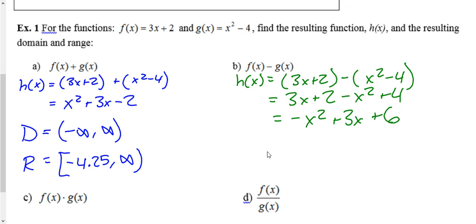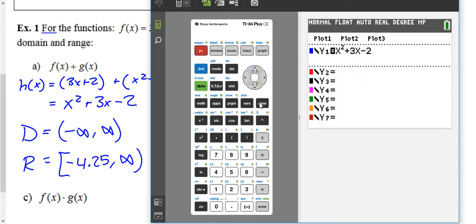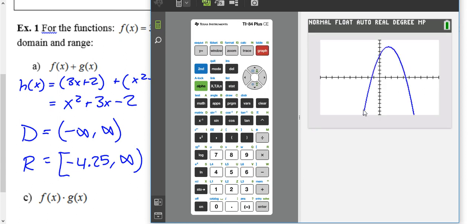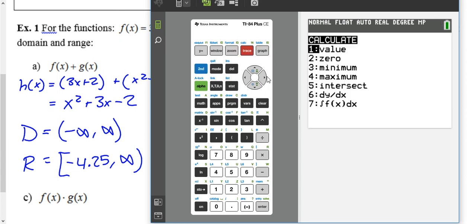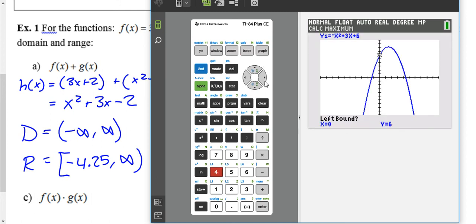So again, to figure out my domain and range, going straight to my graphing calculator to see what I get. Again, because it's an x squared, it's probably going to be a parabola opening down. It's 3x plus 6. There we go. So we do have a parabola opening down. We do want to find the max in this case here. Second trace option 4 was the max. I'm going to go left of where I think the max is, hit enter. Go right of where I think it is, hit enter. And guess where it is, hit enter again. So my max here, 8.25.